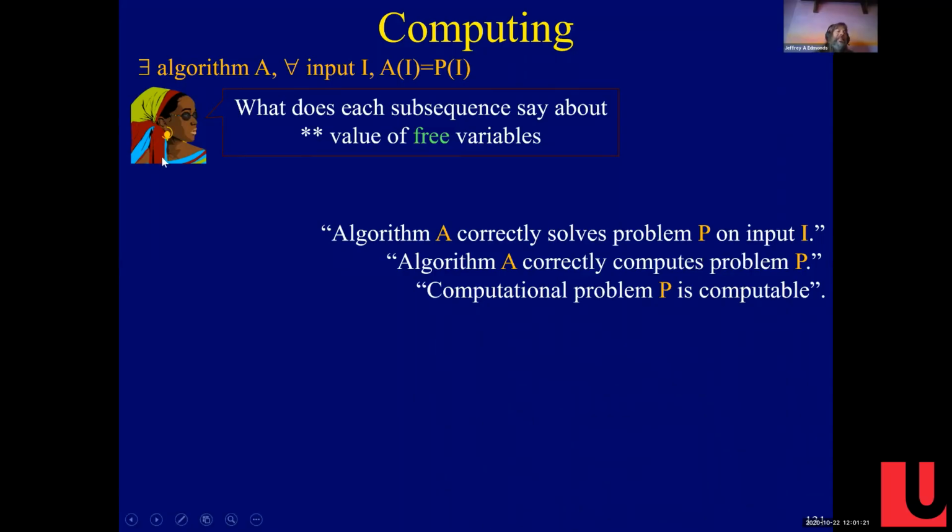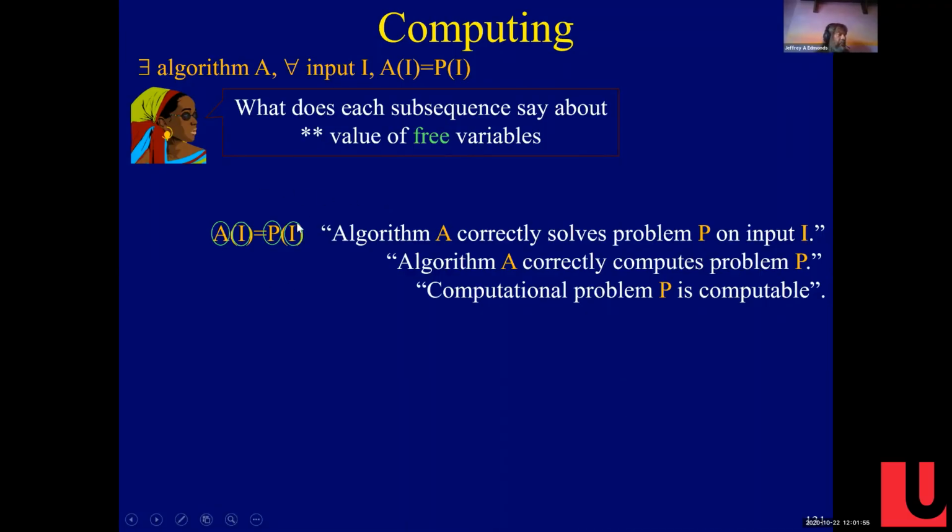Now remember, one thing that she likes to do is she likes to start with the inner sentence and move out, and at each stage we look at what the free variables are and what the sentence says about them. All right, here the innermost sentence is just this, and everything is free, right? There are no quantifiers here, so A is free and I is free and P is free. So what is this saying? This is saying algorithm A correctly solves problem P on input I.